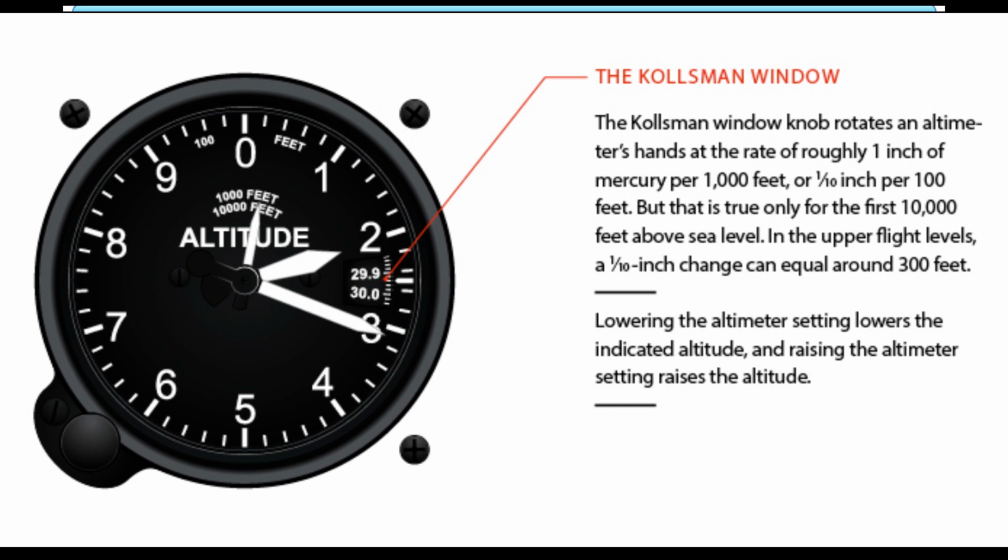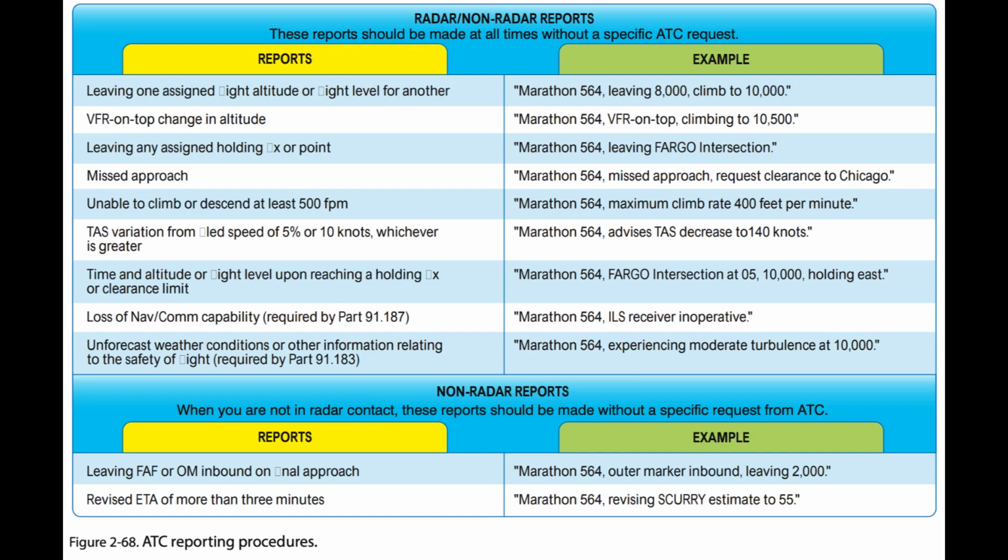En route reporting procedures. In addition to acknowledging a handoff to another center en route controller, there are reports that should be made without a specific request from ATC. Certain reports should be made at all times regardless of whether a flight is in radar contact with ATC, while others are necessary only if radar contact has been lost or terminated.